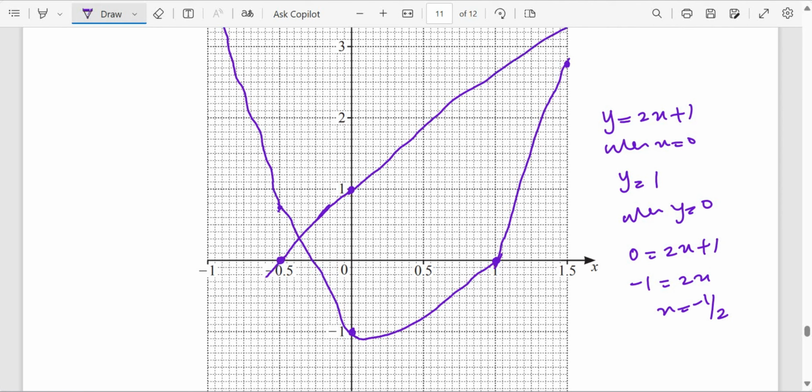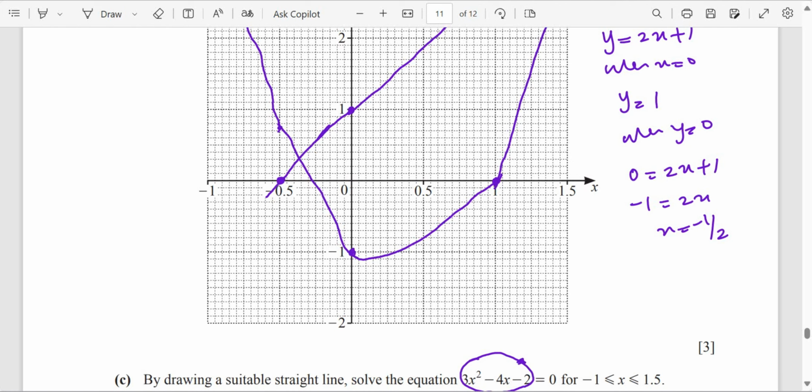I'm using a freehand sketch because I'm working on the screen. Okay, if you're working on paper, which is the mode of your exams, please make sure you use a ruler. So the solution to this is actually where the two graphs meet. So I have somewhere around there.